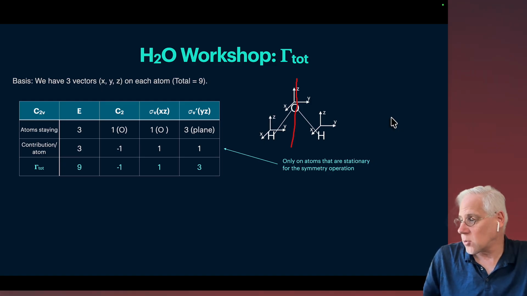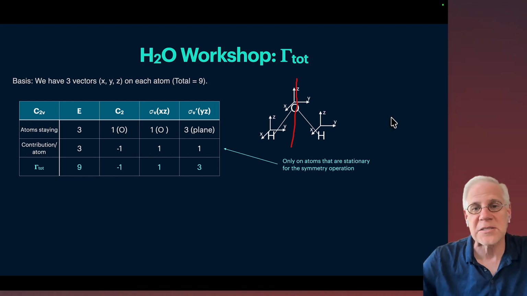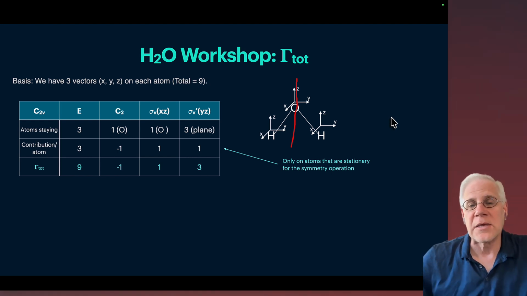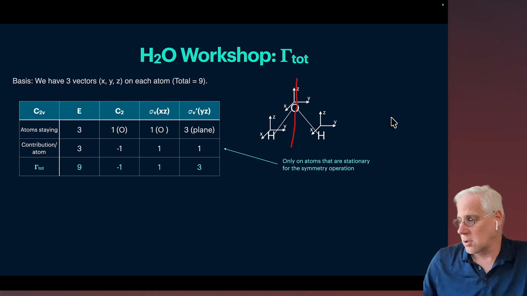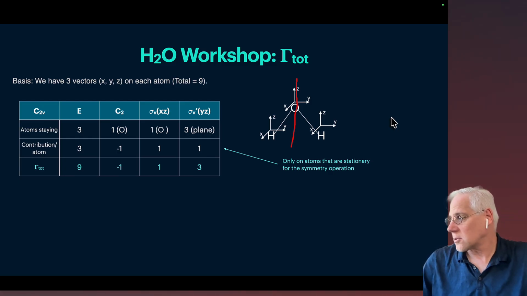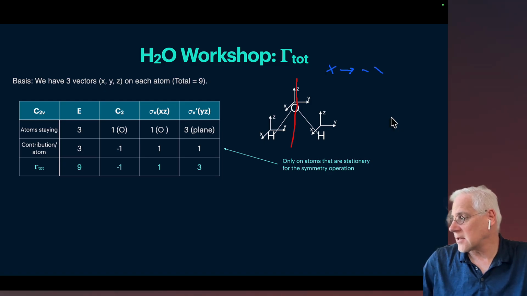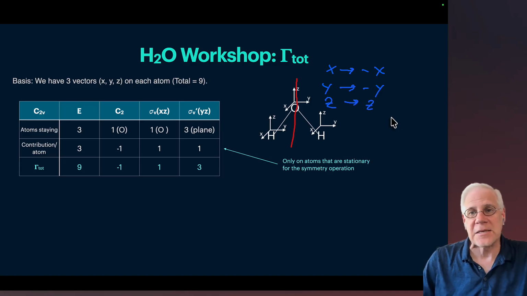So what we want to do is see what effect the C2 axis has on the orientation of the different axes on that oxygen atom. Well, if we look here, our X goes 180 degrees around, so X becomes -X, our Y becomes -Y, and our Z remains the same at Z.